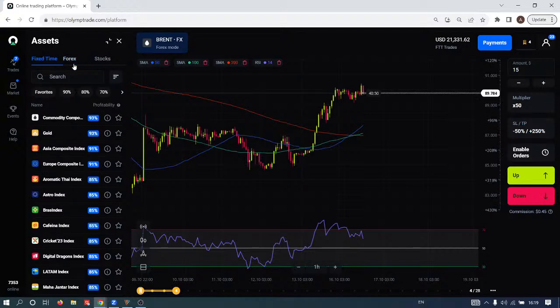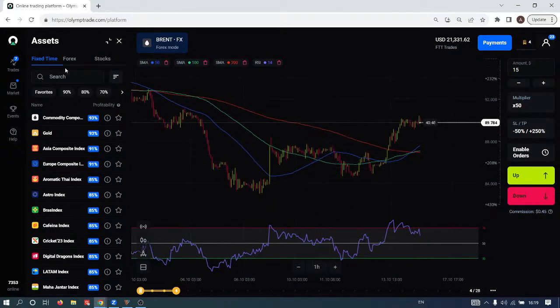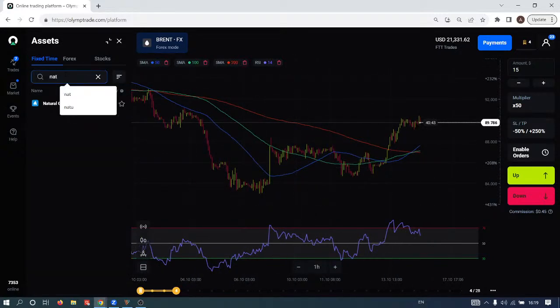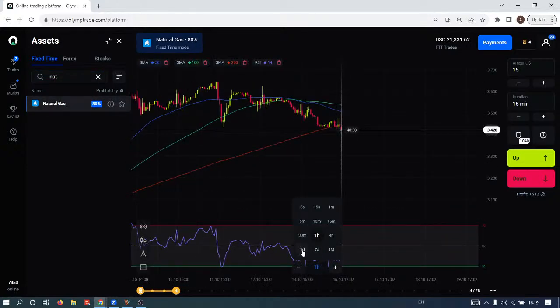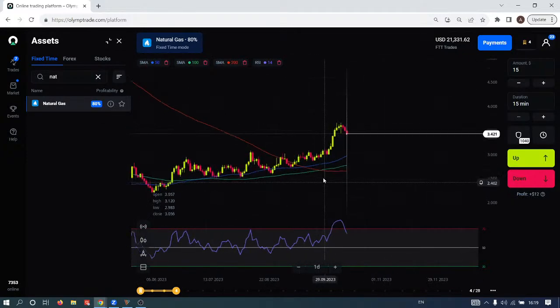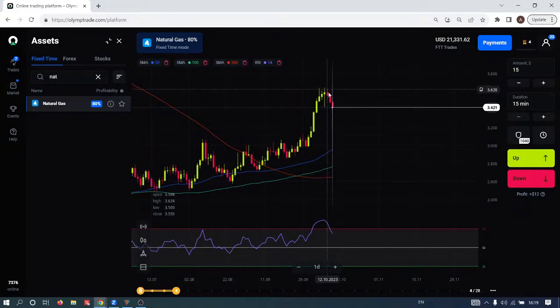What else can we talk about here? I wanted to mention also natural gas, even though we don't have this asset available for trading in Forex mode. It's only available in FTT mode. But last week there was a nice upward push of almost 20%. From the 1st of October up until the 10th or 11th of October, price gained almost 20%, and now we are going down a little bit.